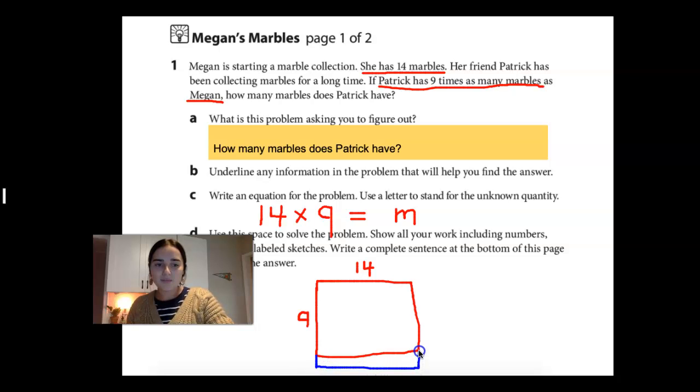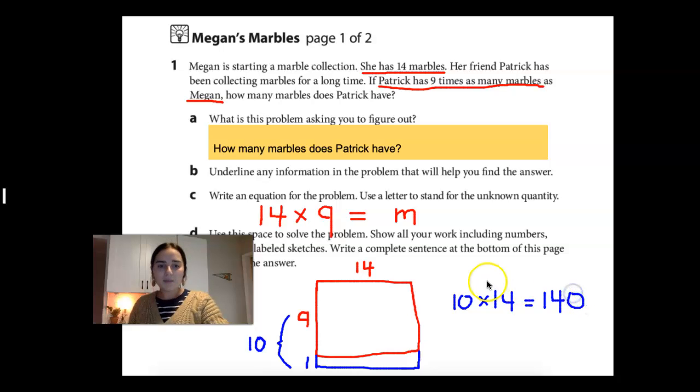There we go. And I'm going to add one more strip of 14, because when I have these two together, they equal 10. Now if I'm looking at this as 14 times 10, or 10 times 14, does anyone know how to solve that? We just take that 0 from the 10 and bring it over, and it becomes 140.